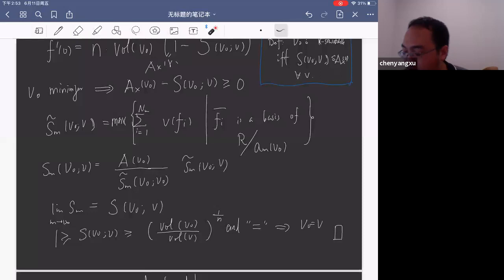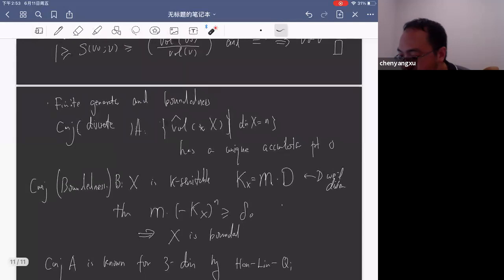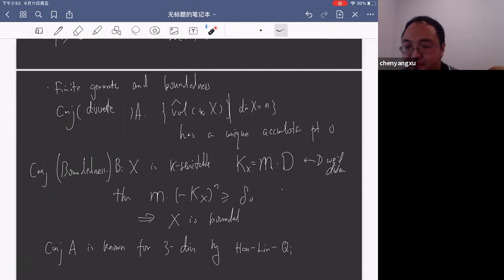So finally, I want to say a little bit about the finite generation problem. Remember that in Yuzhen and Zichuan's lecture, one key input for finite generation is that we use the fact that a Fano variety with a fixed volume and alpha invariant bounded from below is bounded. So here, we also want to ask some boundedness question, which I believe is very closely related to finite generation. We might not need such a strong statement as what I formulated here, but I believe it is itself an interesting question.